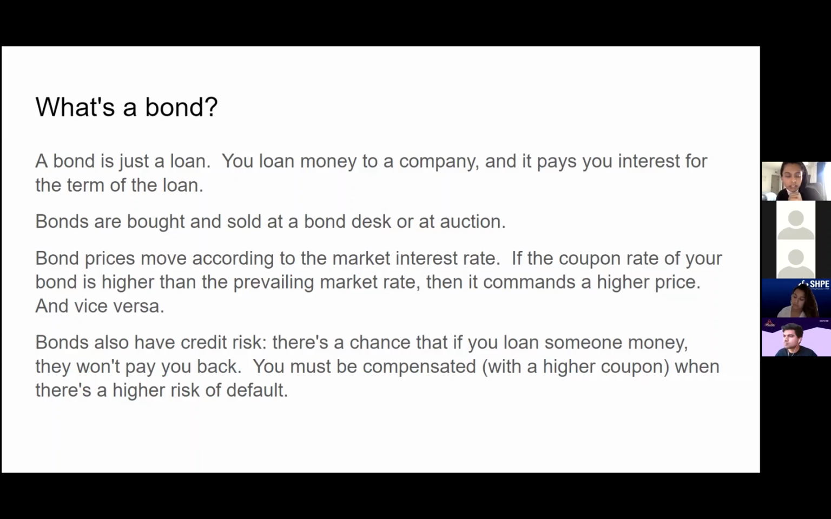And then there's another dimension of bonds called credit risk. If I loan money to somebody, there's a chance I won't get paid back, and you have to compensate me for that risk. So that's credit risk. There's a possibility for default.